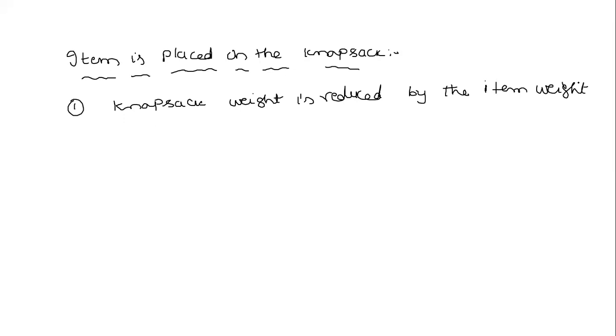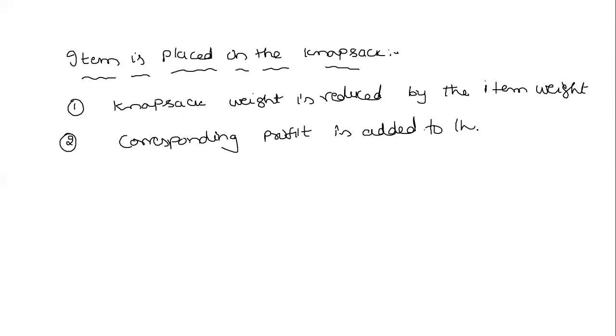That means at present, for example, the knapsack capacity is 10 kgs. Whenever an item of 2 kgs is placed into the bag, then the capacity of the bag is reduced to 8 kgs. And the second operation is whenever an item is placed into the knapsack, corresponding profit is added to the total profit. So these are the two operations whenever an item is placed into the knapsack.